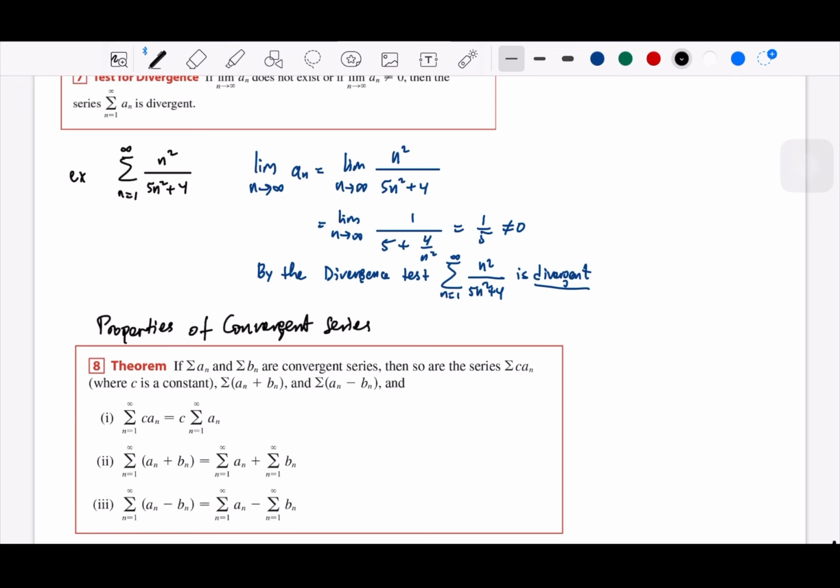Okay. So the next sections we are going to focus on the tests for the series. How to test the series. So first test is the divergence test. The next test is what we call the integral test. And then comparison test, limit comparison, and so on and so on.